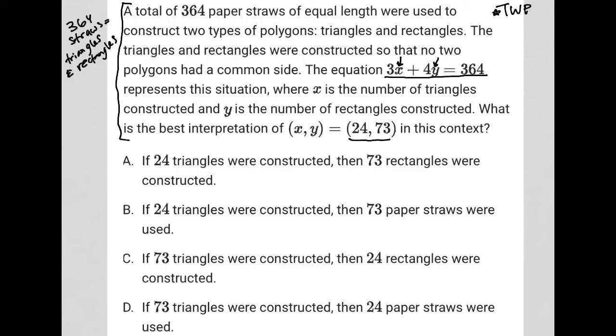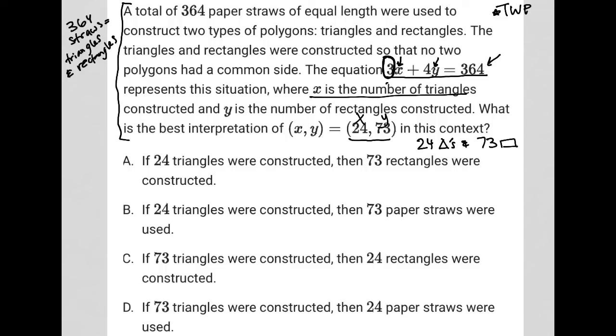Well, 24 is an x value, and 73 is a y value. We just read that x values are the triangles. So that means we should have 24 triangles and 73 rectangles. I'm still not sure what the 3 and the 4 represent, but somehow those numbers go together and we get to our 364. Oh, I see, that's right, it requires 3 straws to create a triangle. That's why we have 3 times x.